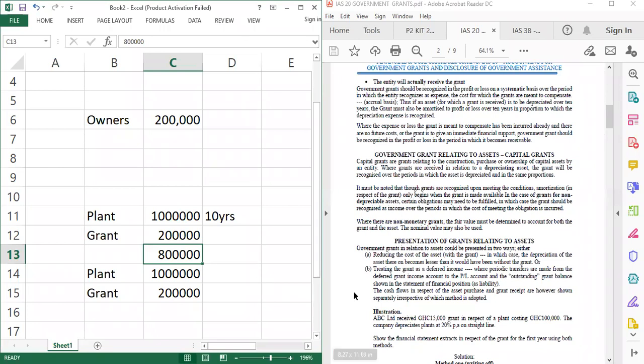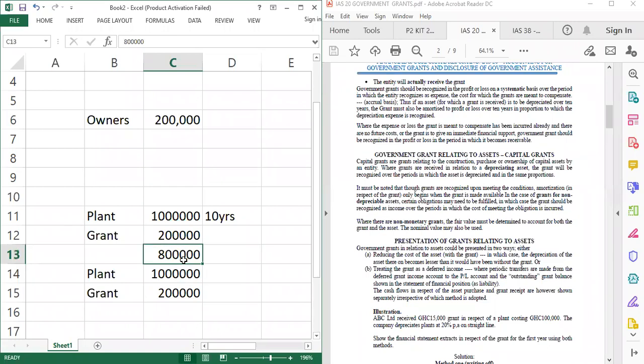But if you come to treating the grant as a deferred income, we keep the plants at their original value, and we also take the grant. But what we do is that we amortize the grants over the useful life of the assets. So we depreciate the asset based on the cost, and we also amortize the grant over the useful life of the assets. So we show depreciation, and we still show grant income in the statement of profit or loss.